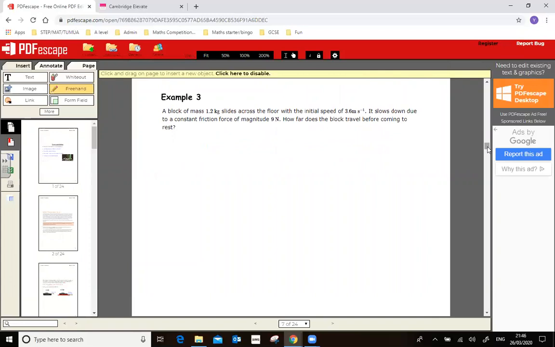Right, so example 3. In this example, it says a block of mass 1.2 kilogram slides across the floor with an initial speed of 3.6 meters per second. It slows down due to a constant friction force of magnitude 9 Newton. How far does the block travel before coming to rest? Okay, so again, we're going to write down Newton's second law, F equals ma, to start.